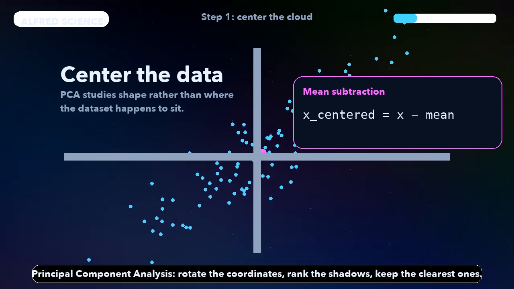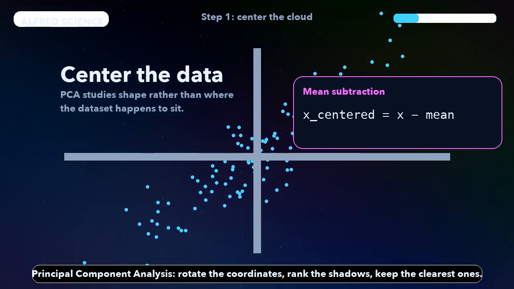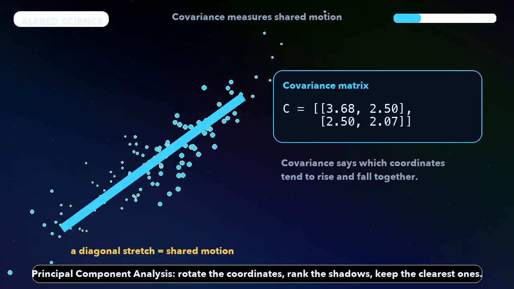Then it builds a covariance matrix, usually written C. Covariance measures which coordinates tend to move together. A stretched diagonal cloud means two features rise and fall as a team.